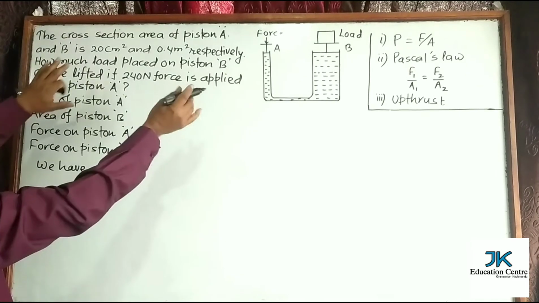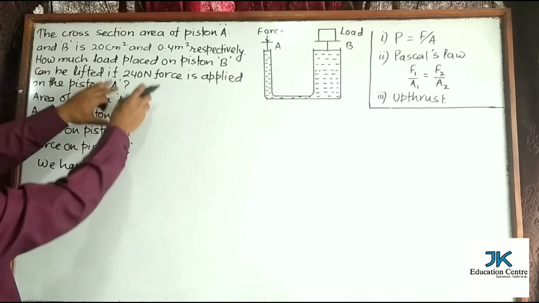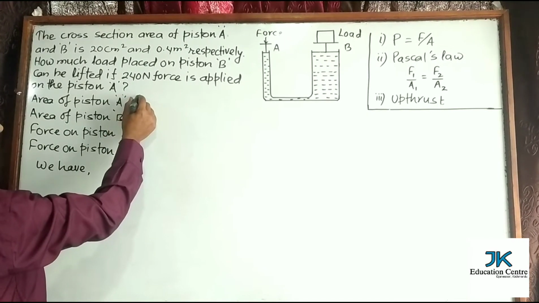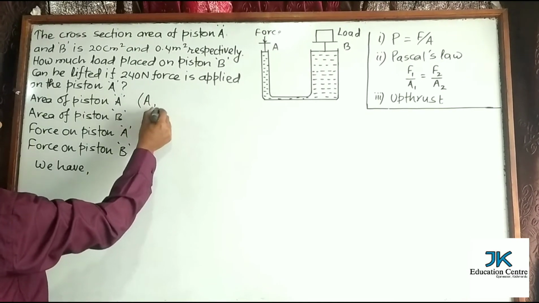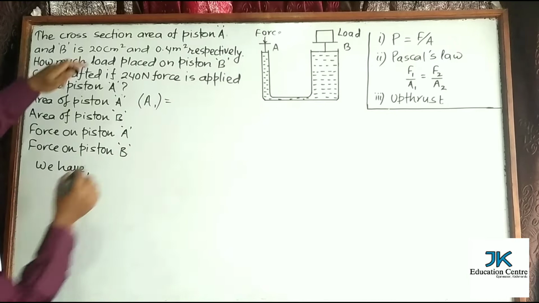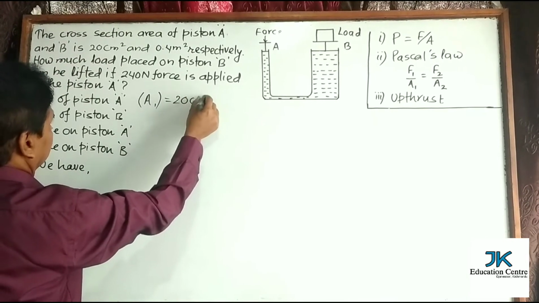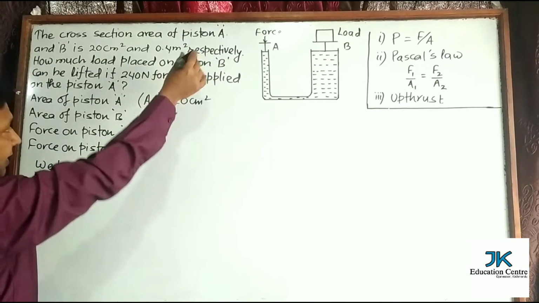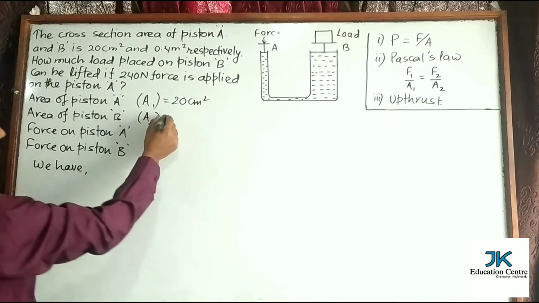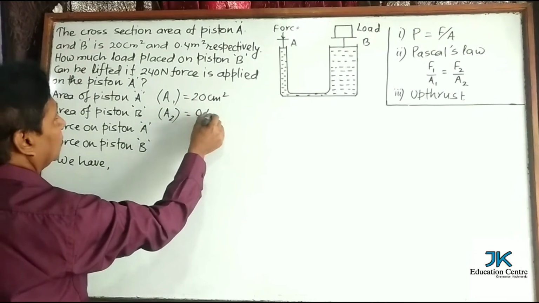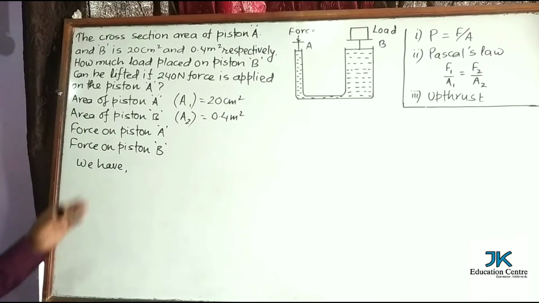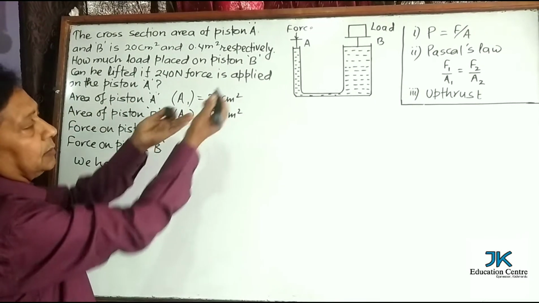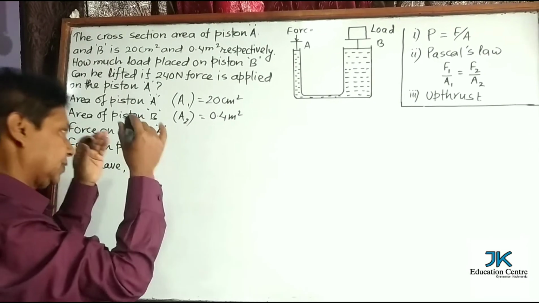Now I'm going to write the information given in the numerical problem. Area of piston A, let's write it as A1, is equal to 20 centimeters square. And area of piston B, if we write A1 for A, then we write A2 for B. A2 is equal to 0.4 meters square. One is in centimeter square, another is in meter square. That's why meter square should be changed to centimeter square. This change is the key factor of this numerical problem. Otherwise, it is very, very easy.